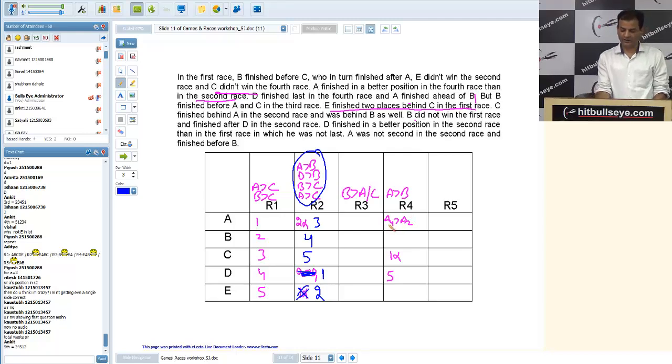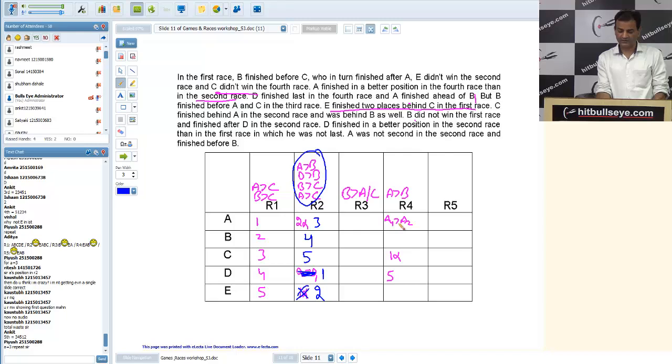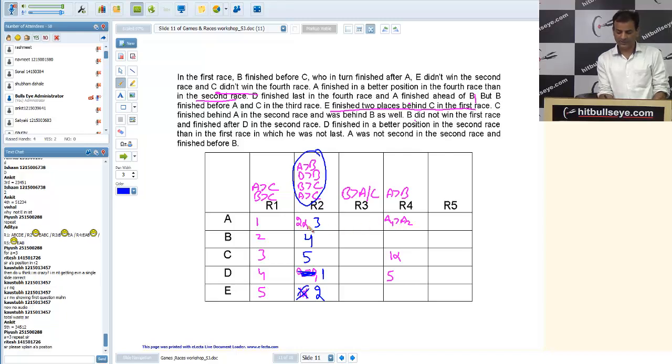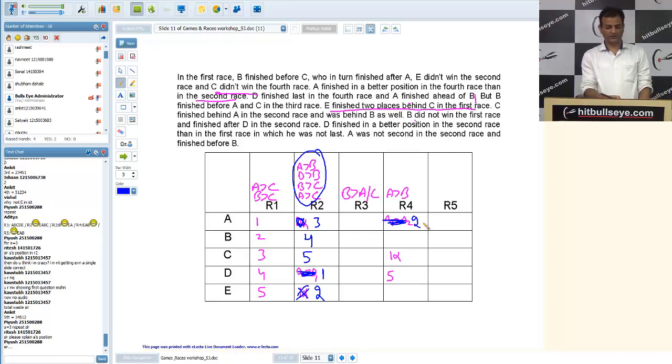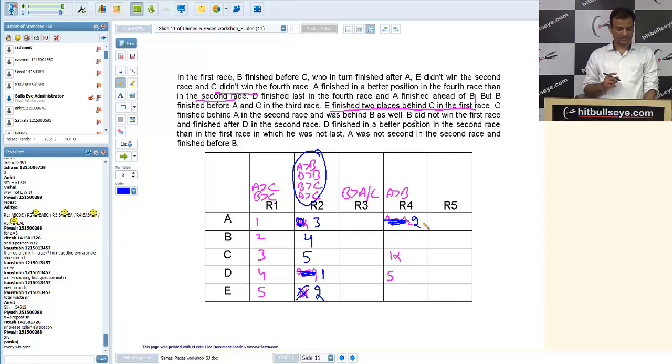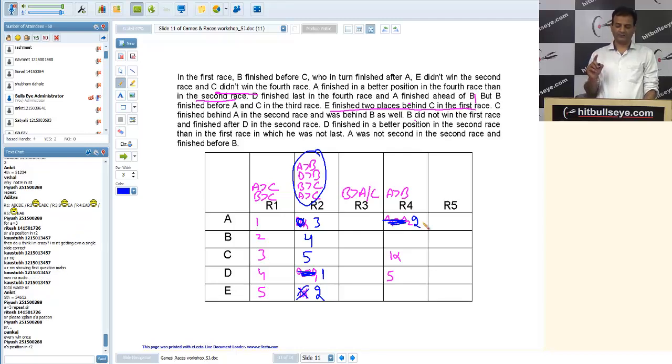In race 4, A's fourth position is greater than the position second. So in the second race A is third. That means in the fourth race A will be at the second position because A has already come 1 in the first race. So he has to come at the second place. Clear? And A is greater than B.